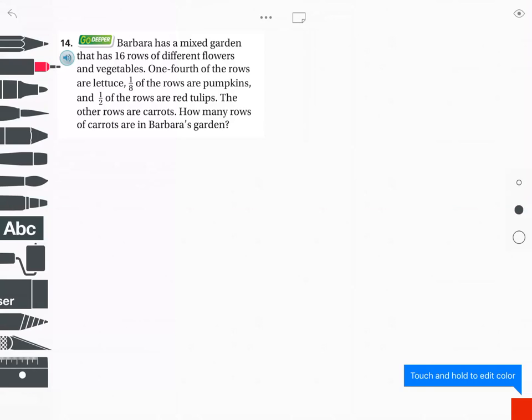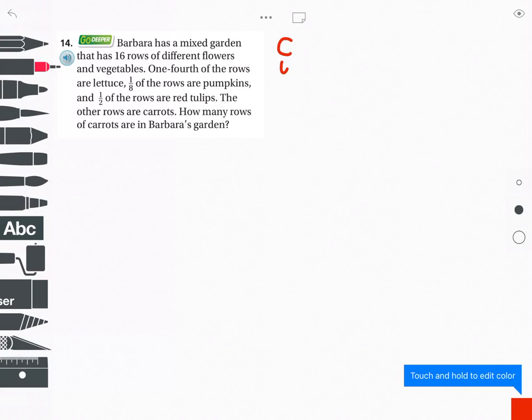Number 14, a try. This one says Barbara has a mixed garden that has 16 rows of different flowers and vegetables. 1/4 of the rows are lettuce, 1/8 of the rows are pumpkins, and 1/2 of the rows are red tulips. The other rows are carrots. How many rows of carrots are there in Barbara's garden?